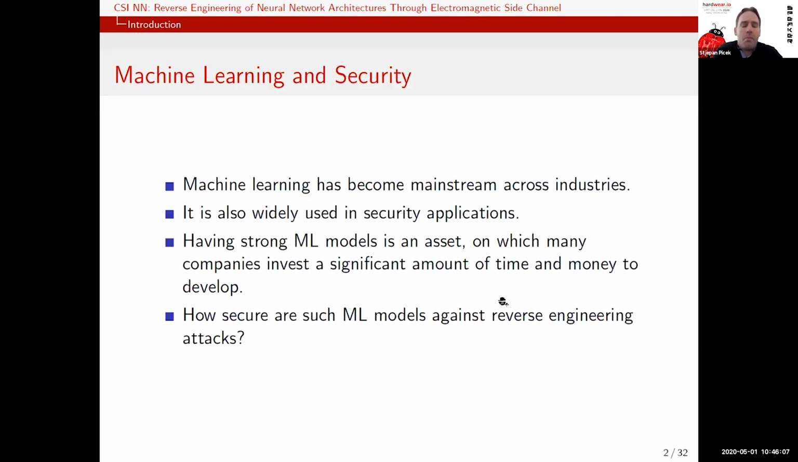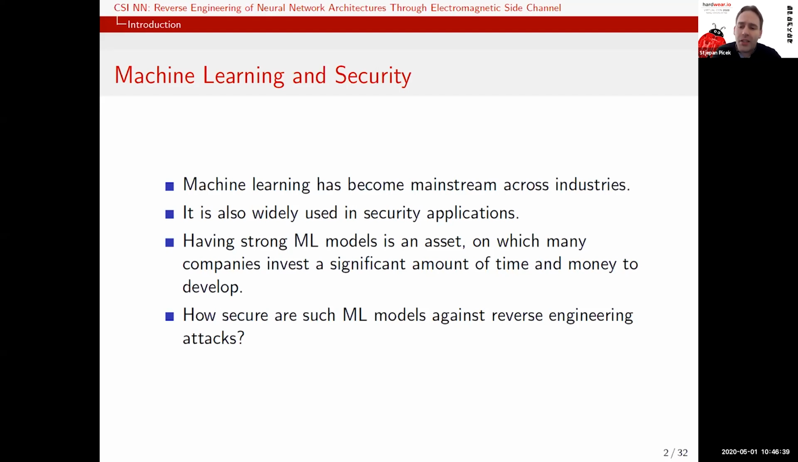Basically, machine learning is everywhere. Various industries and various domains use machine learning for various applications. And we see the same happening in the security domain. Many security applications today rely, either as a main tool or as a helper tool, on machine learning. In that kind of setting, having strong machine learning models is an asset. It's a value.